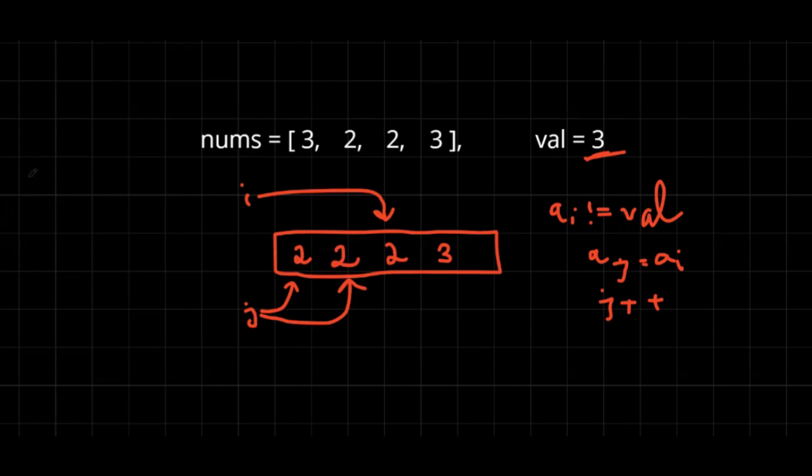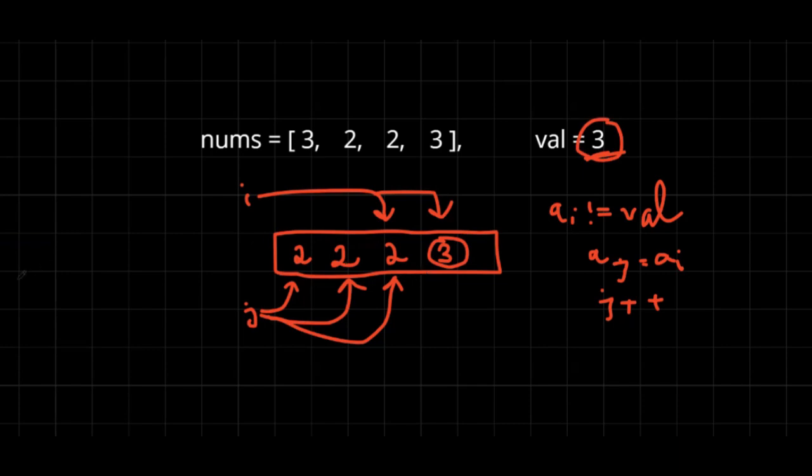Now, our current i is pointing to the fourth element, and our current j is pointing to the third element. But again, this 3 is equal to the given value 3. So in this case, we don't have to do anything.